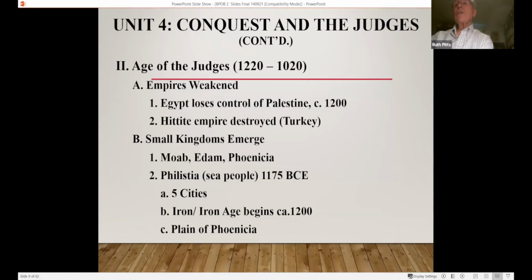So the age of the judges is this period I've indicated. And one of the reasons that they're able to create all these little countries we've just seen, Moab and Ammon and so forth, as well as Israel, is because the big players, the big empires were weak. That includes Egypt and the Hittite Empire in what is today Turkey. And so these small kingdoms emerge: Moab, Edom, and Phoenicia. But above all, we think of Philistia.